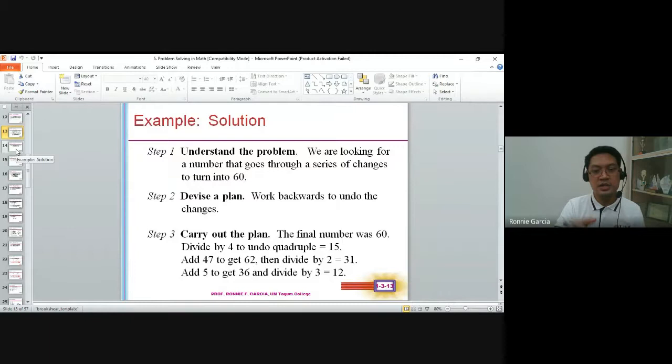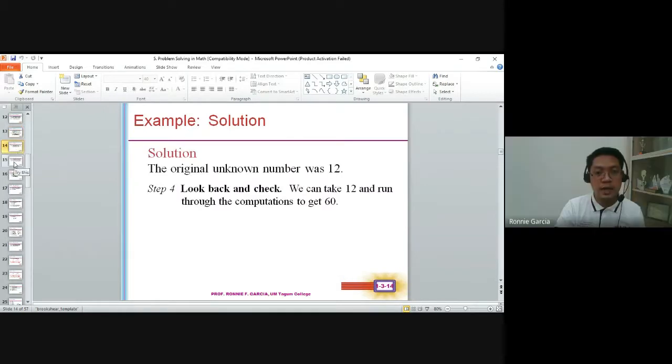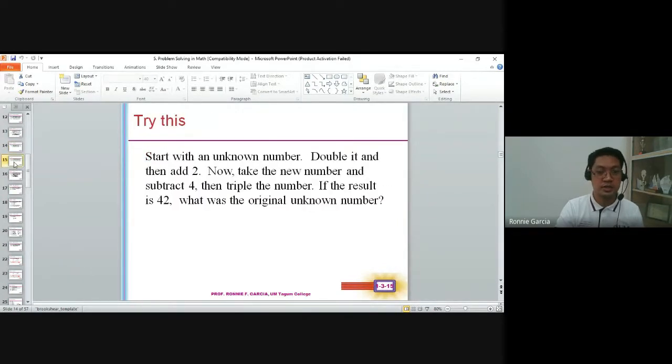So to refresh our understanding about this kind of problem, I will flash another, similar problem, and the same rule will be applied. The first student to give the correct answer in our chat box will receive additional points. Ready? So I will read the problem. Start with an unknown number, double it, and then add 2. Now take the new number and subtract 4. Then triple the number. If the result is 42, what is the original unknown number?